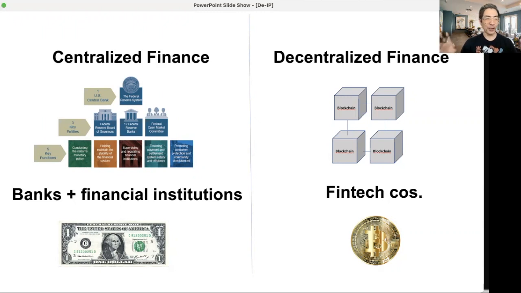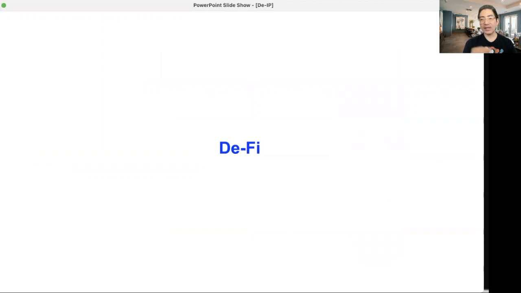Now, again, we could debate the merits of that argument in a different video, but I'm just reporting what is the rationale for those who are advancing this decentralized financial system, or at least one of the main rationales. Okay, so that's DeFi in a nutshell.